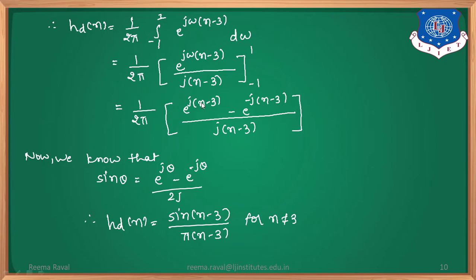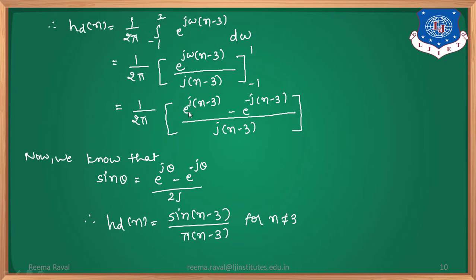By placing the limit values, upper and lower limit, we will have the equation 1 by 2 pi in the bracket e raised to plus j into n minus 3 minus e raised to minus j n minus 3 upon j into n minus 3.